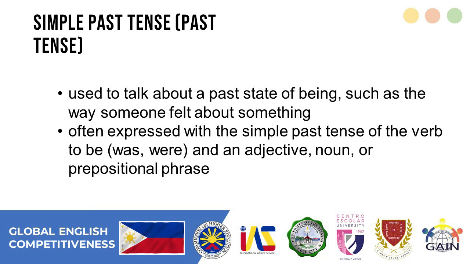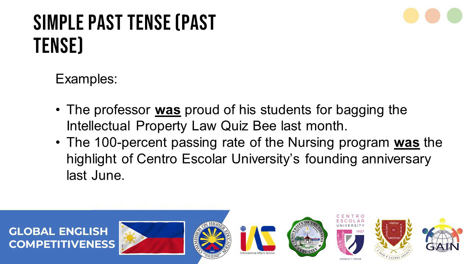We can also use simple past tense to express how someone felt in the past. Take a look at these sentences. Was proud and was the highlight show a past state of being. It's like looking back at a moment in time.